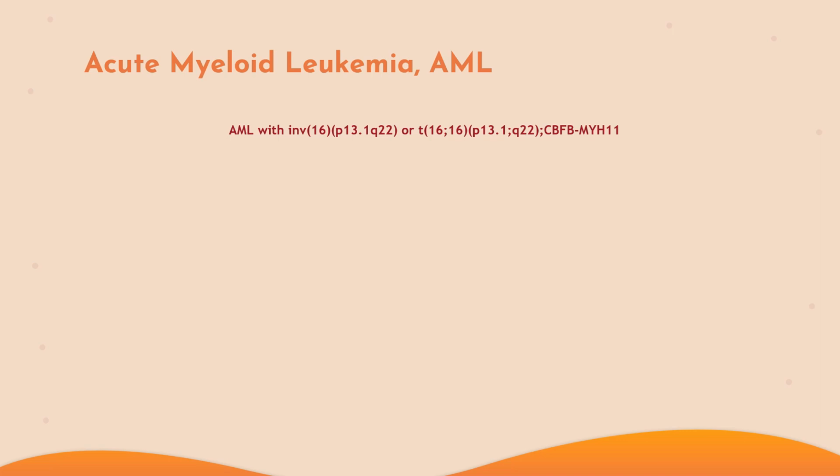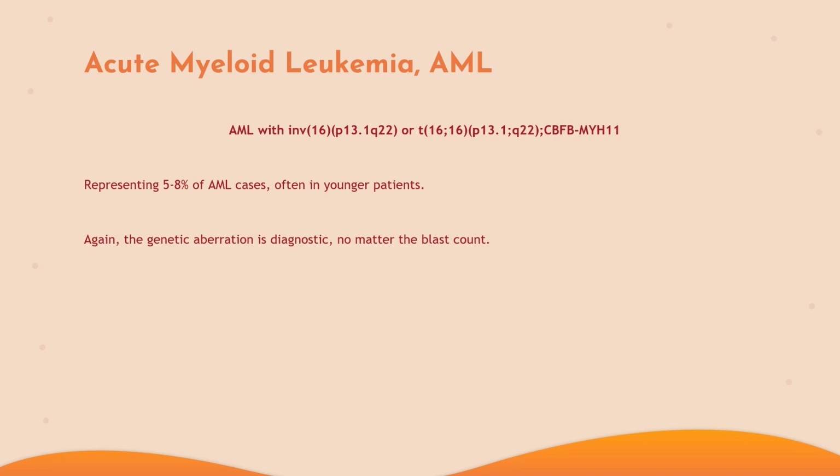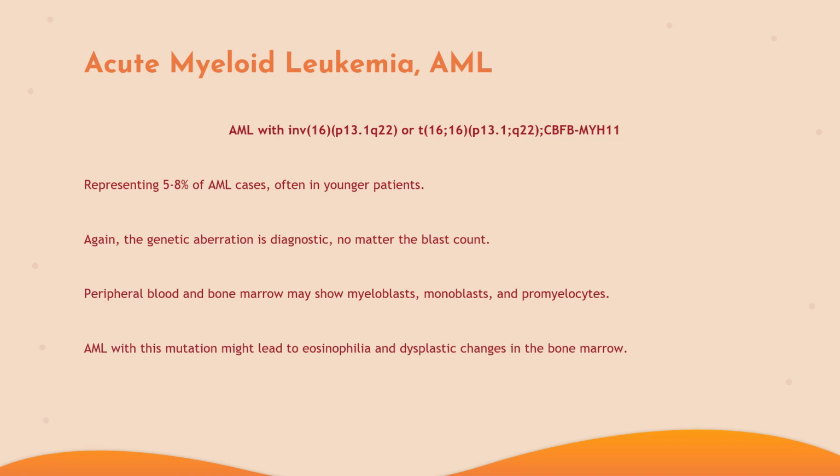Next, we have AML with inv(16)(p13.1q22) or t(16;16)(p13.1;q22), CBFB-MYH11, representing 5 to 8% of AML cases, often in younger patients. Again, the genetic aberration is diagnostic, no matter the blast count. Peripheral blood and bone marrow may show myeloblasts, monoblasts, and promyelocytes. AML with this mutation might lead to eosinophilia and dysplastic changes in the bone marrow. There's also a higher incidence of extramedullary disease.